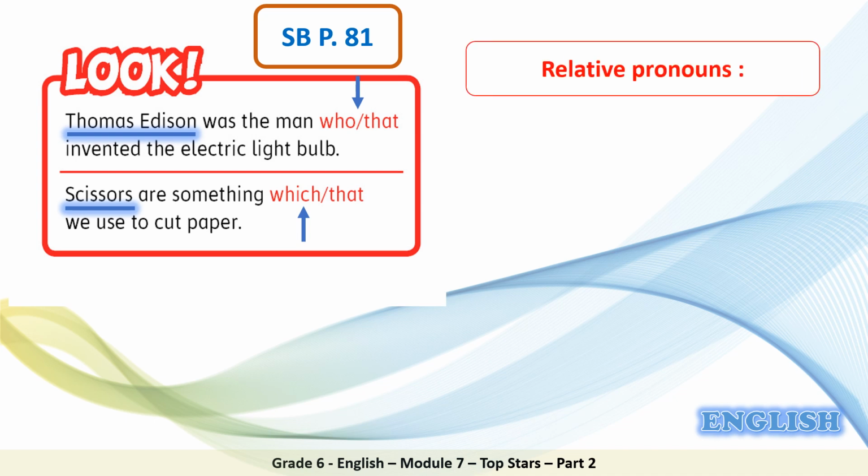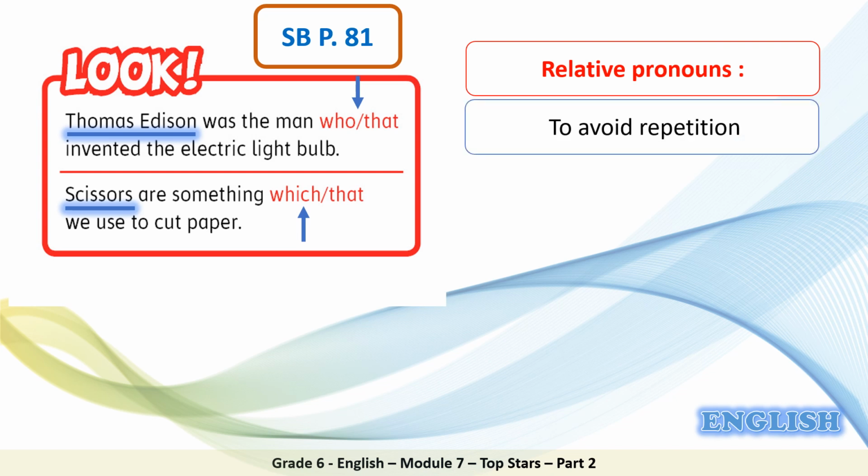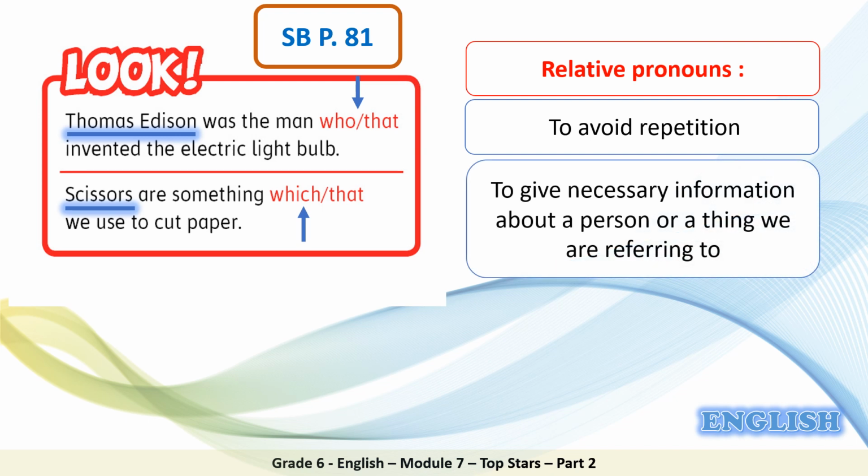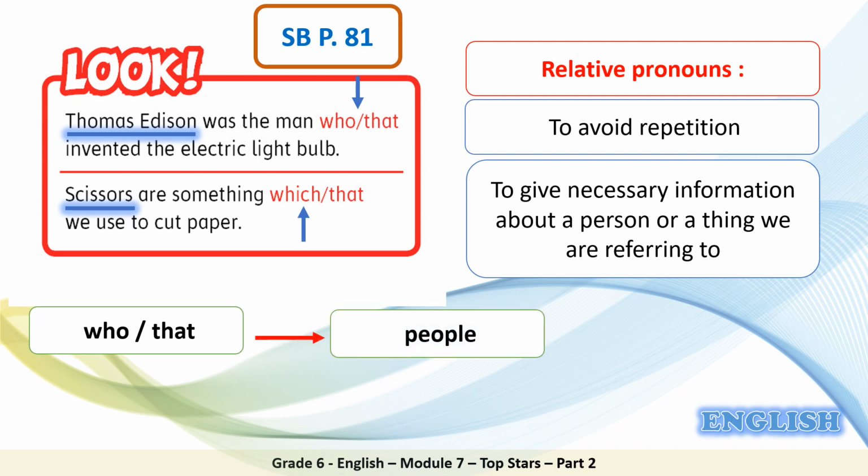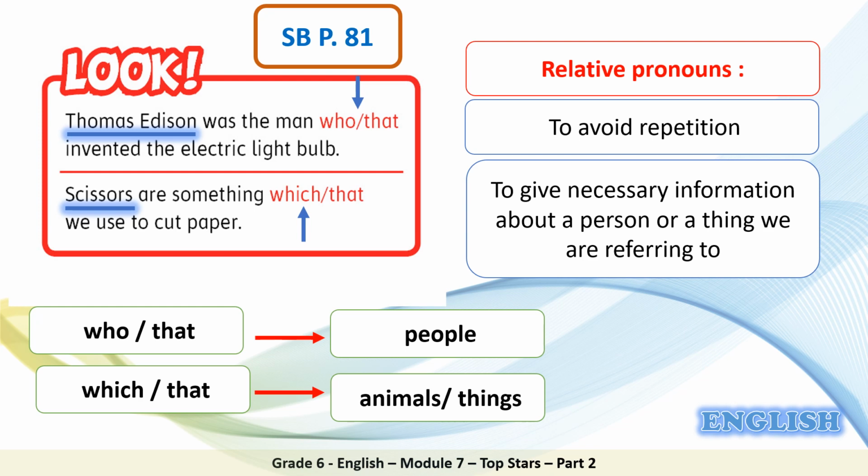So we use relative pronouns either to avoid repetition or to give necessary information about a person or a thing we are referring to. We use who or that to refer to people, while we use which or that to refer to animals or things.